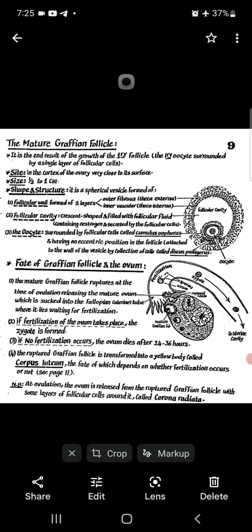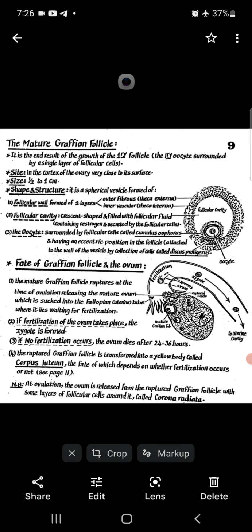Now come to the detail of the mature Graafian follicle. What is mature Graafian follicle? It is the end result of growth of the primary follicle, the primary oocyte surrounded by a single layer of follicular cell. Now site of Graafian follicle: in the cortex of the ovary, very close to its surface. Next, size is half to 1 centimeter. Next, shape and structure: it is spherical vesicle.